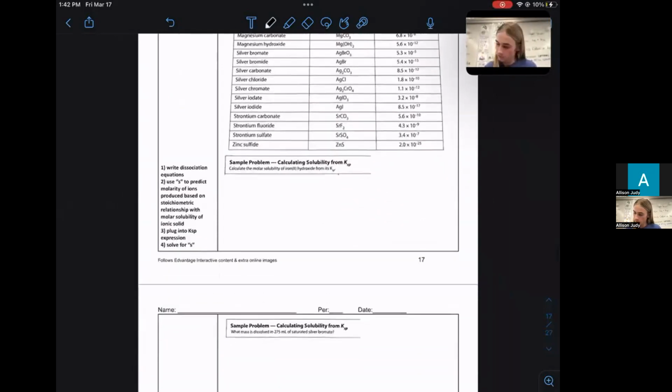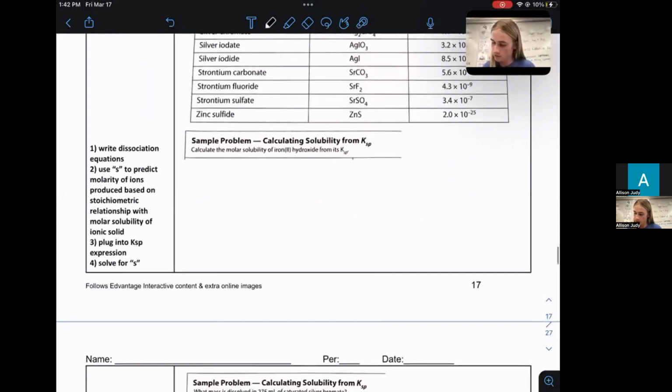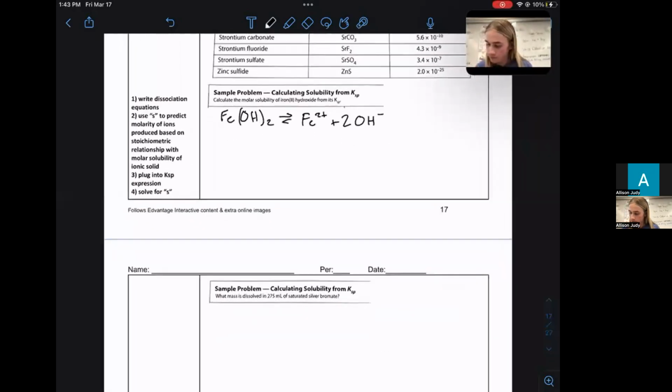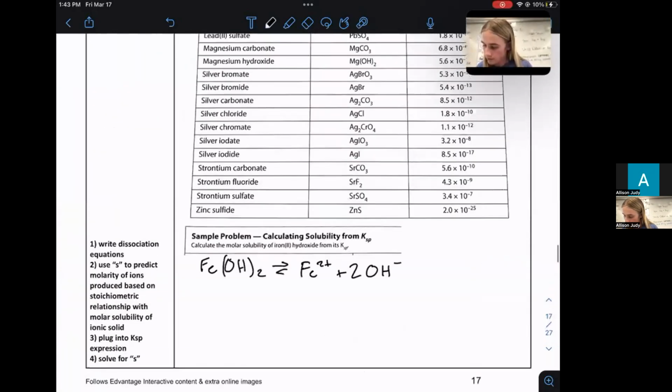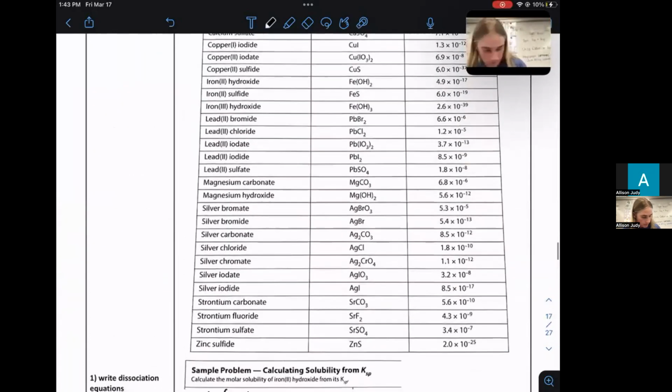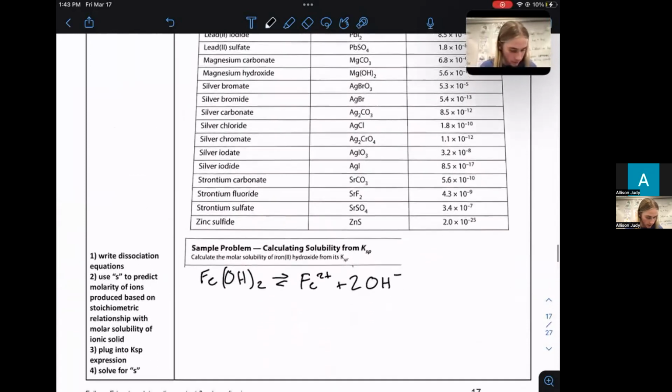So this first problem here is going to have us calculate the molar solubility of iron 2 hydroxide. It is always a good idea to start with the equation. Iron 2 hydroxide is going to be Fe(OH)2 because iron wants a 2+ charge and the OH is -1. It dissociates into iron 2+ and 2 OH-. And then we're given the Ksp. It's in this table somewhere. Looks like Ksp is 4.9 times 10 to the negative 17.